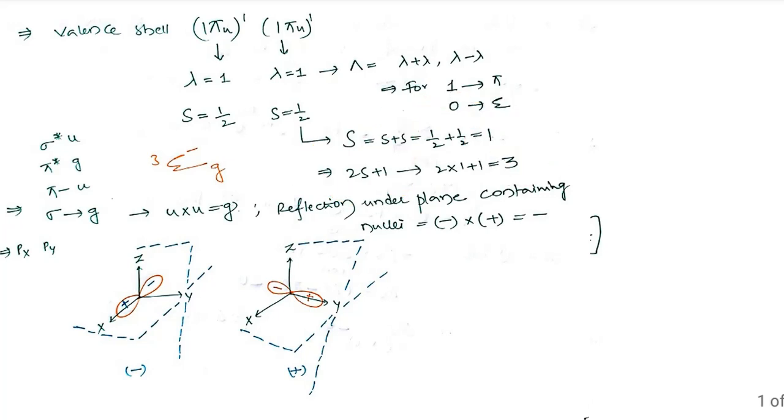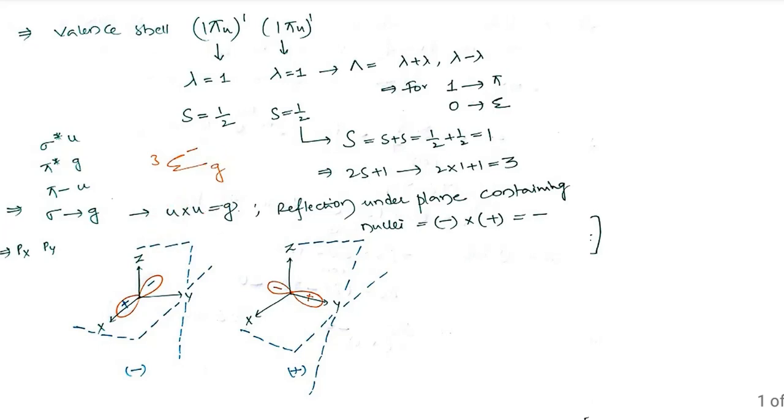Now we need to look at the gerade and ungerade subscripts. Whenever ungerade and ungerade combine, the result is gerade. Just remember that sigma is gerade, pi is ungerade, pi star is gerade, and sigma star is ungerade. In that case, ungerade and ungerade result in gerade.